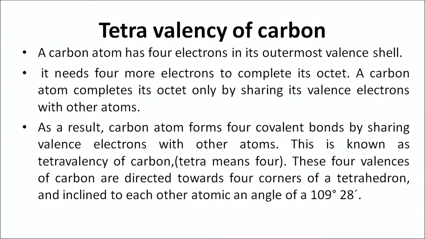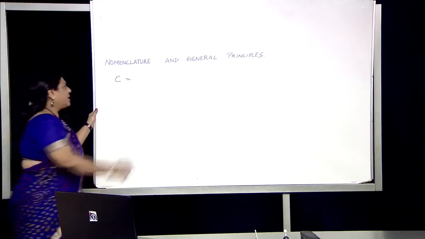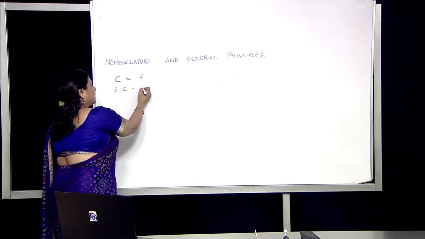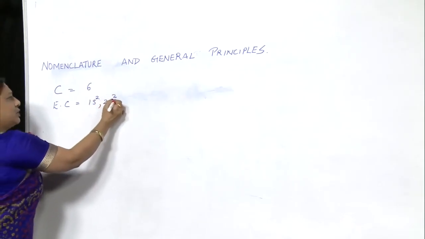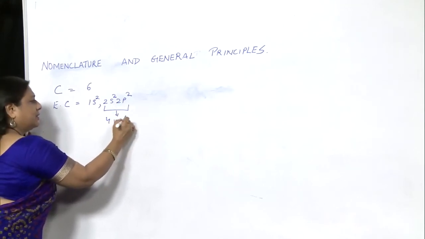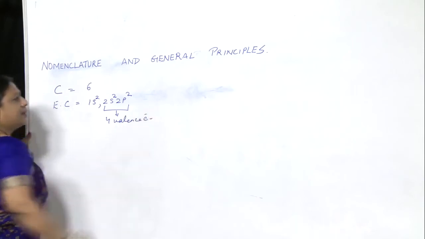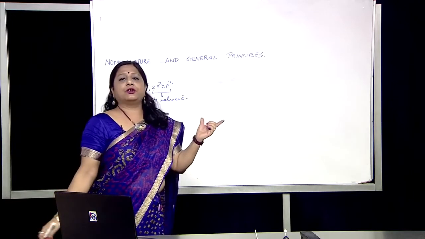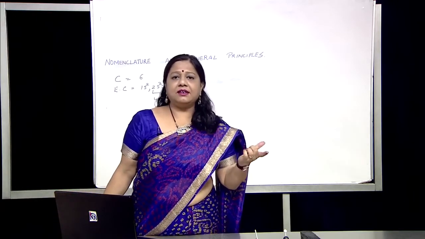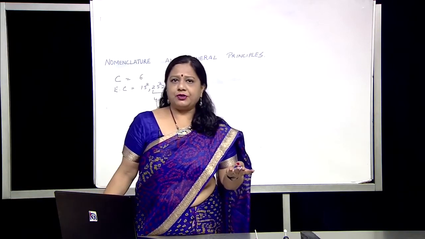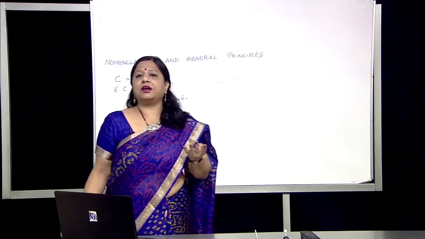A carbon atom has 4 electrons in its outermost valence shell. Carbon has atomic number 6, so when we write the electronic configuration, it is 1s2, 2s2, 2p2. These are the 4 valence electrons in carbon. Now, carbon needs 4 more electrons to complete its octet. Either it will take 4 more electrons or it can give up 4 electrons to satisfy its octet or duplet.